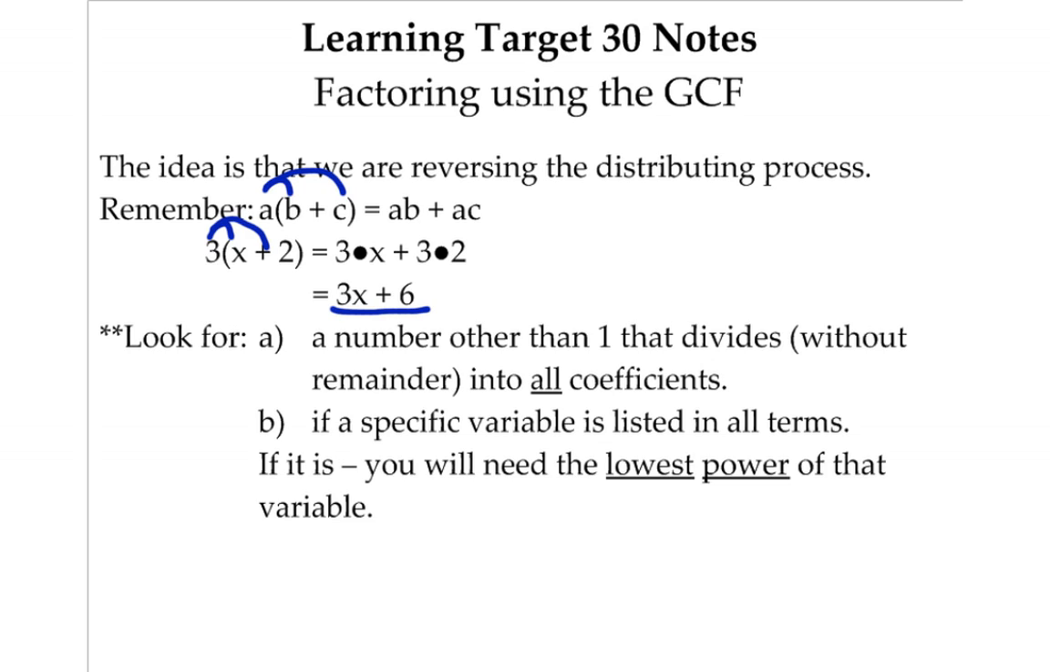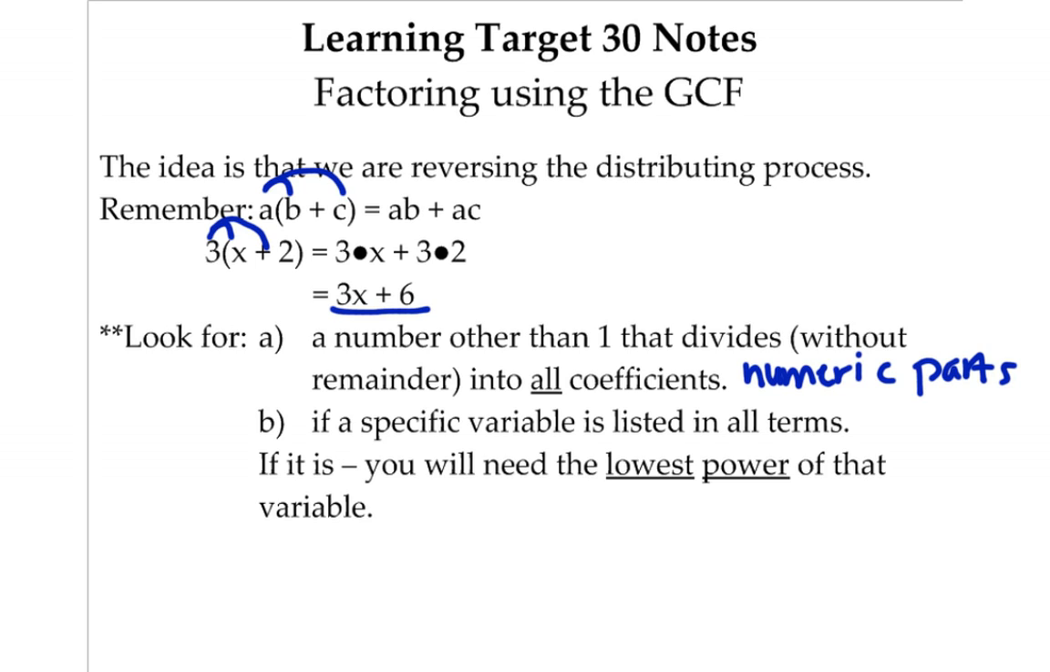When we're factoring using the GCF, there's 2 things we're looking for to find that GCF. First, we're looking for a number other than 1 that divides without remainder into all coefficients. The coefficients, remember, are the numeric parts of the term. And secondly, we're looking if a specific variable is listed in all terms. If it is, then you can factor it out and you want the lowest power of that variable. If it's not listed in all terms, you cannot factor it out.